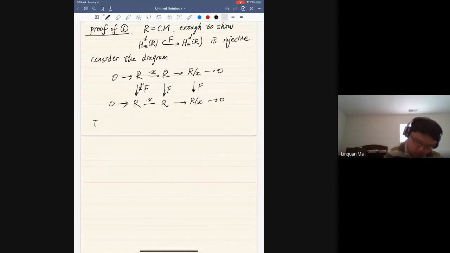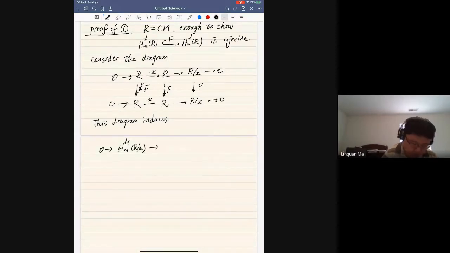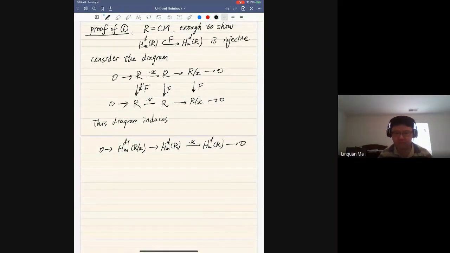Okay, so now this diagram. Remember, every short exact sequence induces a long exact sequence in local cohomology. So this induces a long exact sequence on local cohomology, but now I only have to worry about the top one because the rings are Cohen-Macaulay. The lower H^i_m all vanish. So I only need to look at the top one. And now I'm going to keep track of what's happening on the bottom line. I have to keep track of the Frobenius action.